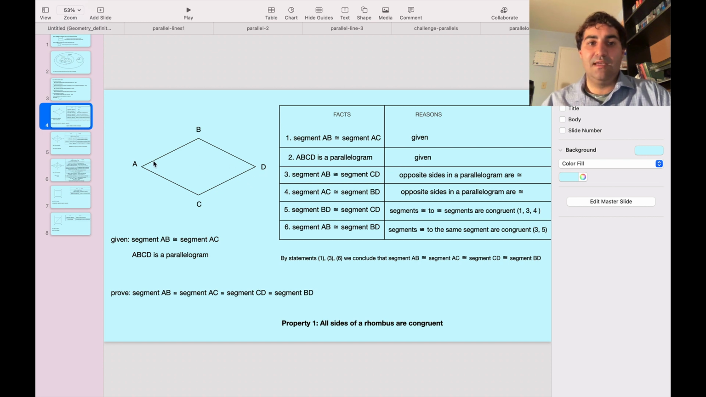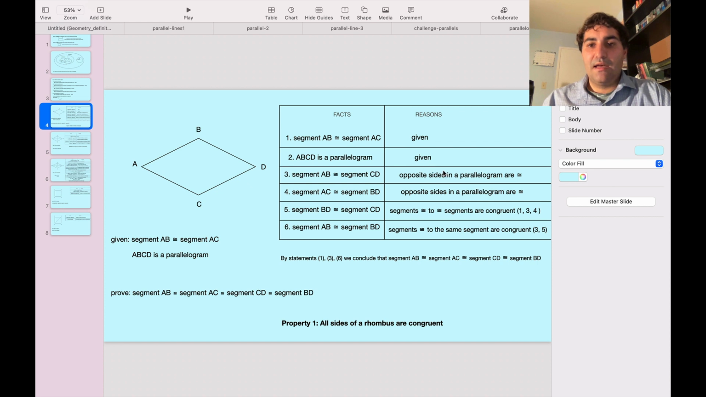Since ABCD is a parallelogram, the opposite sides are going to be congruent, because that's a property of parallelograms that we went over in my last video. So segment AB is going to be congruent to segment CD. In the same way, segment AC is opposite segment BD, so segment AC is congruent to segment BD for the same reason.